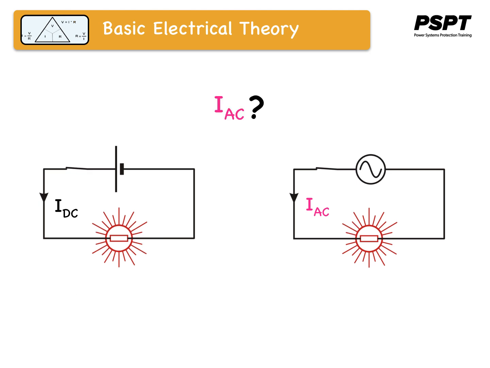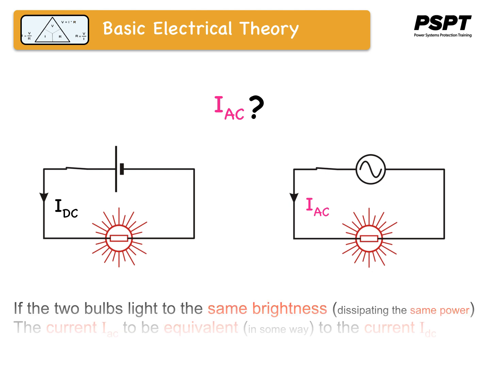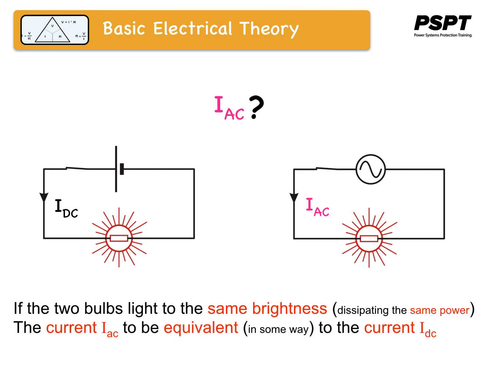What we would like to know is, what is that AC current? Because if the two bulbs light to the same brightness, dissipating the same power, then the current IAC must be equivalent in some way to the current in the DC circuit.